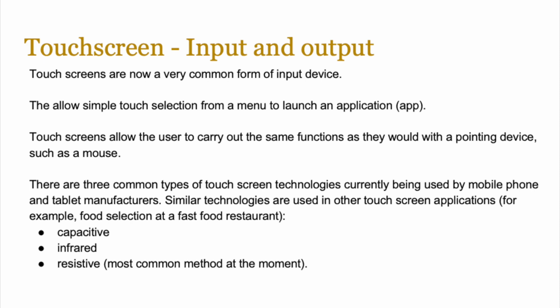The three types of touchscreen technologies that we're going to be looking at are capacitive, infrared, and resistive. Resistive is the most common type of touchscreen technology out there. Why? Because it's the cheapest.